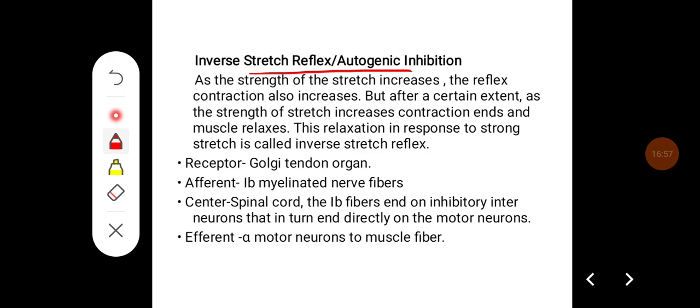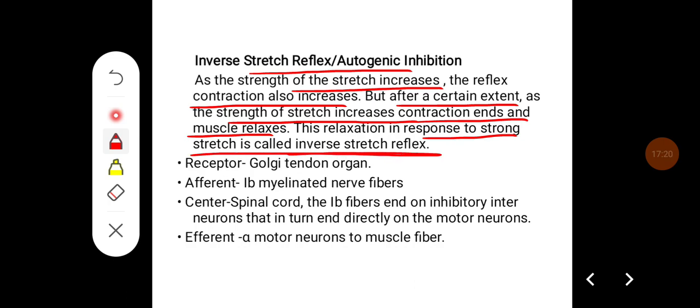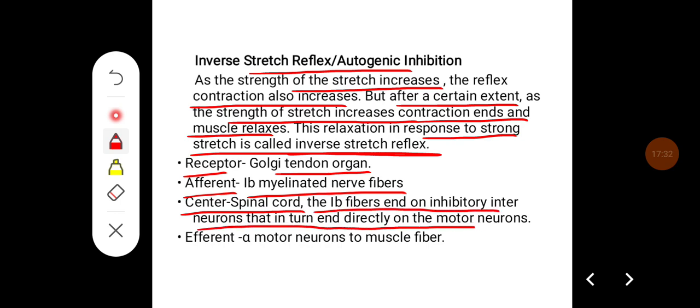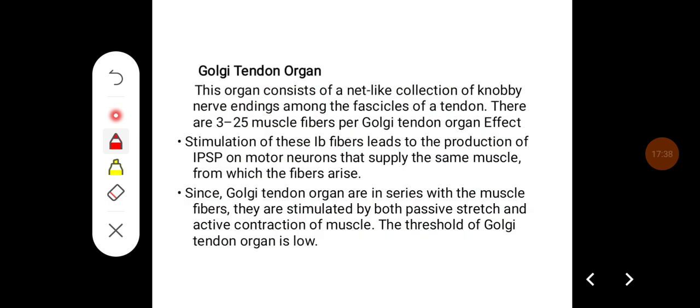Inverse stretch reflex, which is also called autogenic inhibition. As the strength of the stretch increases, the reflex contraction also increases. But after a certain extent, as the strength of the stretch increases, the contraction ends and the muscle relaxes. This relaxation response to strong stretch is called the inverse stretch reflex. Here, the receptors are Golgi tendon organs, afferents are 1B myelinated nerve fibers, and the center is the spinal cord. The 1B fibers end on inhibitory interneurons that in turn end directly on the motor neurons. The efferents are alpha motor neurons to the muscle fibers.